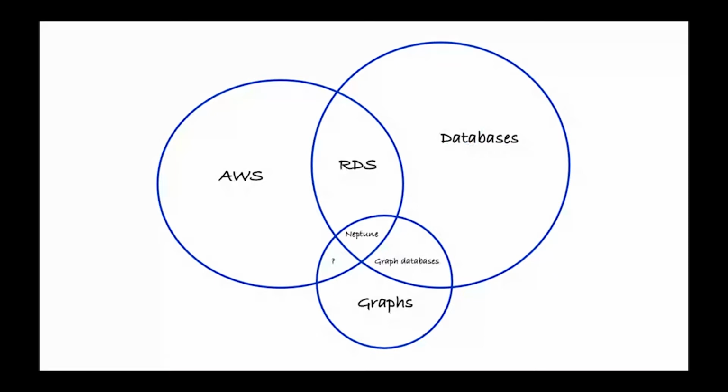Neptune is in this very, very small intersection. Plenty of people know about AWS. Plenty of people know about databases. Not so many people know about graphs. Even fewer work with graph databases, and fewer still work with Neptune.